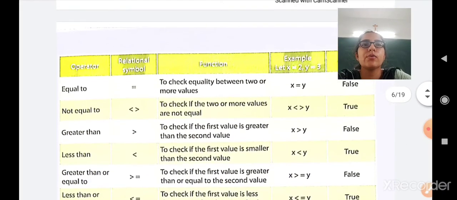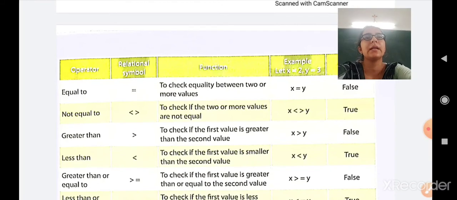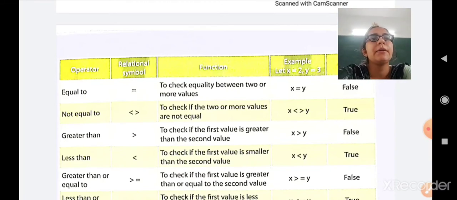First is equal to sign. The symbol is equal to check the equality between 2 or more values. Example, x is equal to 2 and y is equal to 3. So is 2 equal to 3? No, the answer is false.